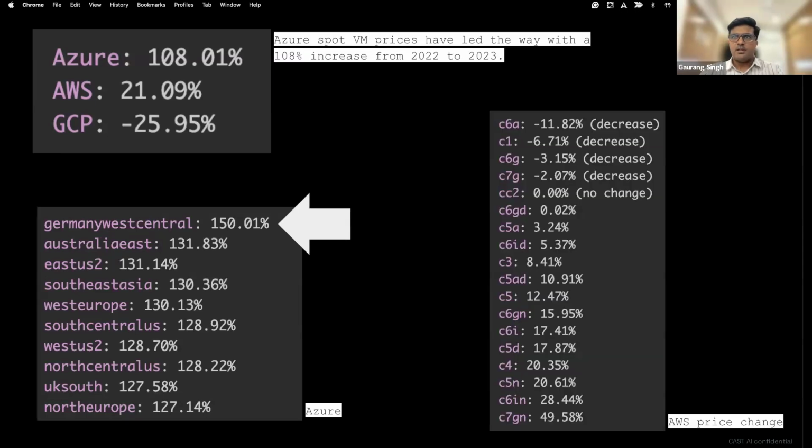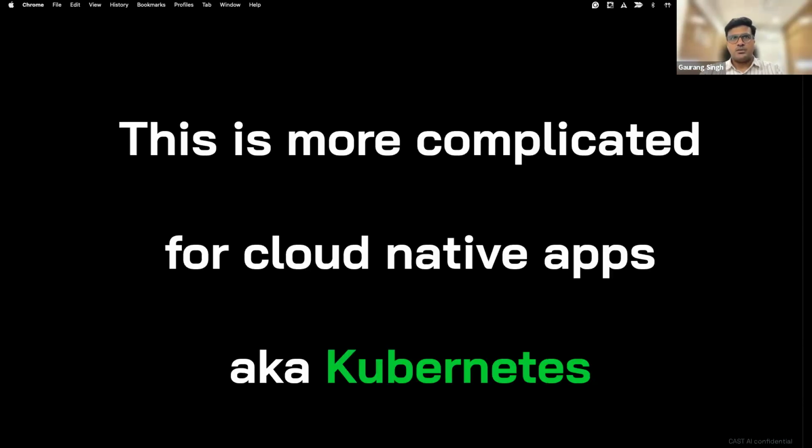Then we started looking at the family-wise data. This is the family-wise data in AWS prices, right? So everywhere the prices have increased. So the indication is spot prices are increasing. It is not guaranteed to give you a 90% change. So, okay, this is one dimension of the problem. Let's understand the next dimension of the problem.